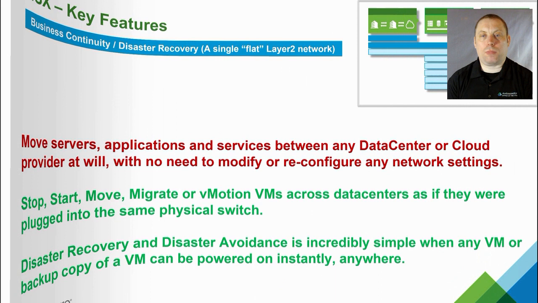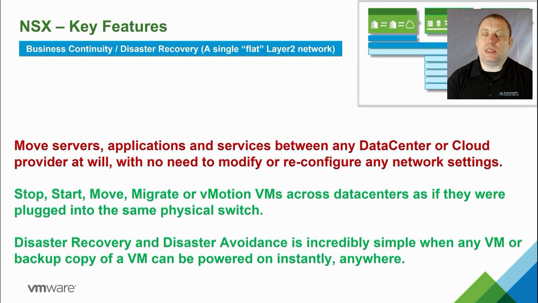So the next thing that it could do, business continuity and disaster recovery. This is the ability to take networks in different buildings or data centers and make them look like they are the same network, or as if all the equipment is plugged into the same room or the same switch. And it allows you to move servers, applications and services between data centers and cloud providers with no need to modify or reconfigure any network settings. So what is it? The ability to move machines around any way you want to. Why do I care? Because you can stop, start, move, migrate or vMotion machines across data centers without caring which network they're on. It's as if they're all plugged into the same switch.